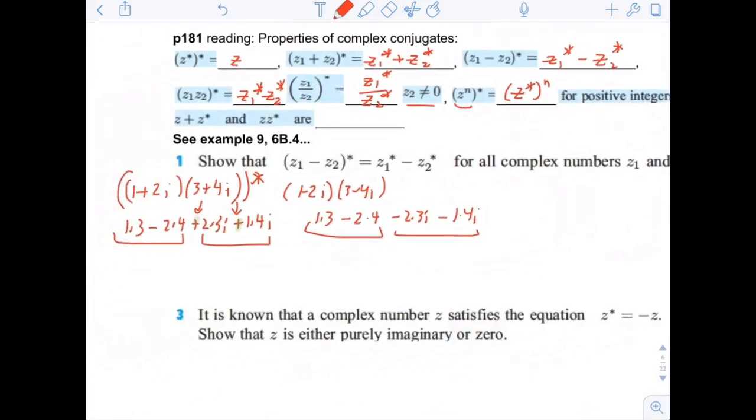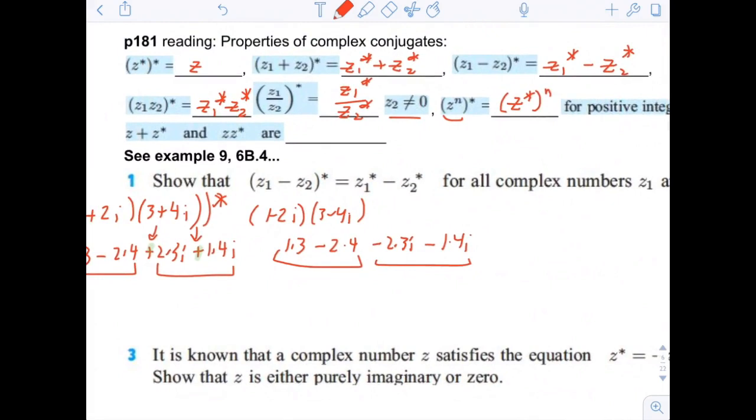Okay, last one is z plus z star and z times z star are real numbers. And we're familiar with this one, right? When you multiply together a number times its conjugate, that's a really good way of making the result real. We always do that when we see a complex number in the denominator. We multiply the denominator by the complex conjugate. We multiply the numerator by the complex conjugate.